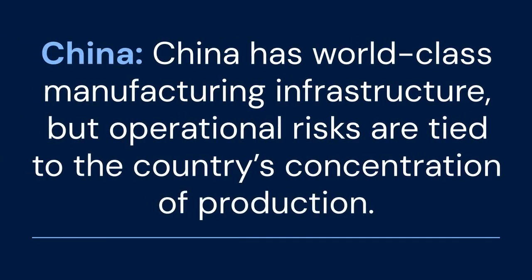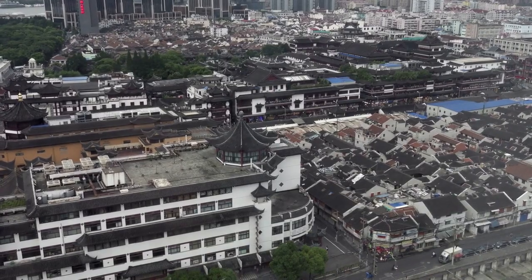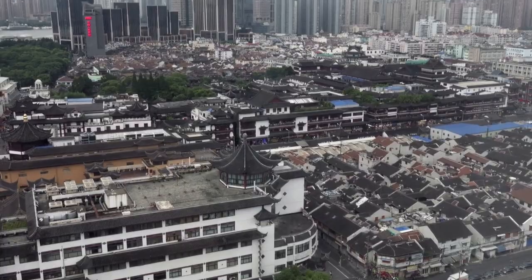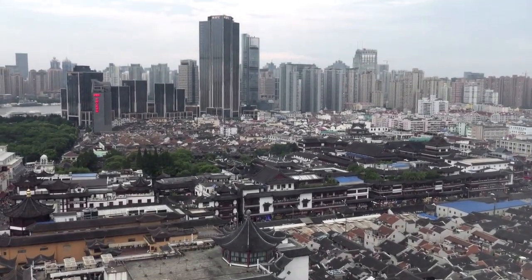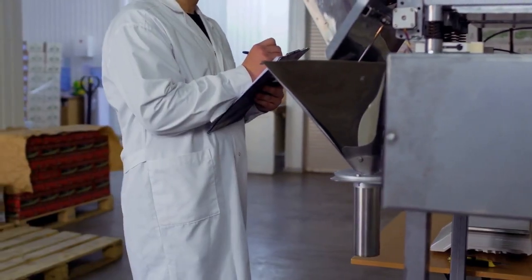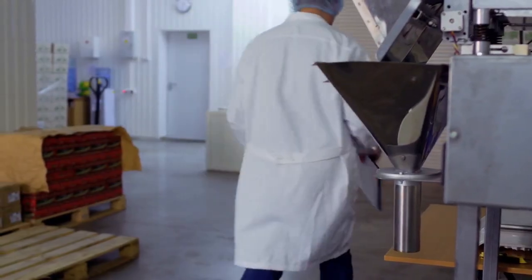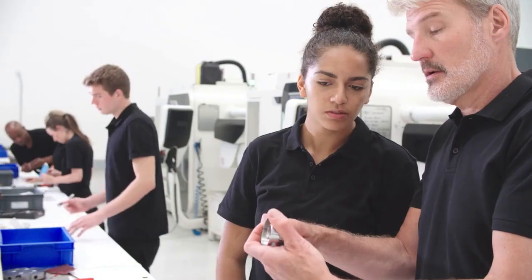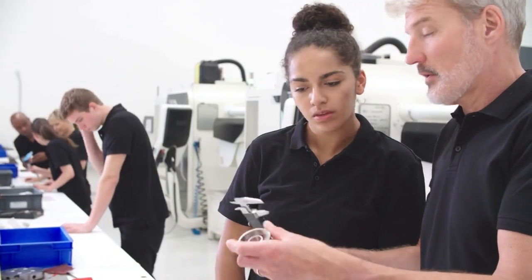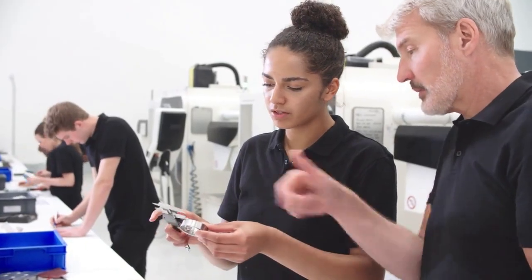China. China has world-class manufacturing infrastructure, but operational risks are tied to the country's concentration of production. The COVID-19 lockdowns in China, such as the 2022 Shanghai lockdown, highlighted how a local disruption can affect global supply chains. Additionally, companies operating in China face challenges with sudden government regulations, such as environmental shutdowns or surprise inspections. Moreover, intellectual property issues are an operational concern in China, and companies must take steps to protect their designs and sensitive data.